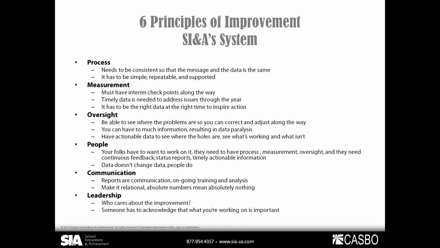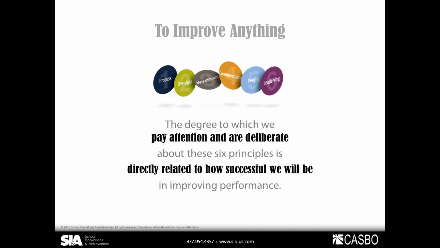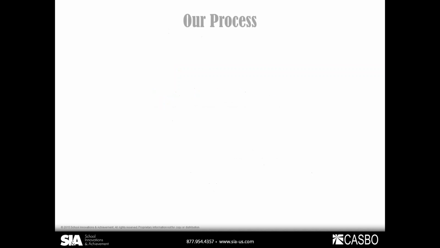And then reports are communication. You want to make sure that you are communicating up and down through the organization and avoiding silos. And that ongoing training and analysis is a great way of reinforcing that communication. And make it relational. Make sure that it plays to what they're working on and what they're trying to achieve. So if we're talking about attendance, the relationship between outcomes and student improvement.